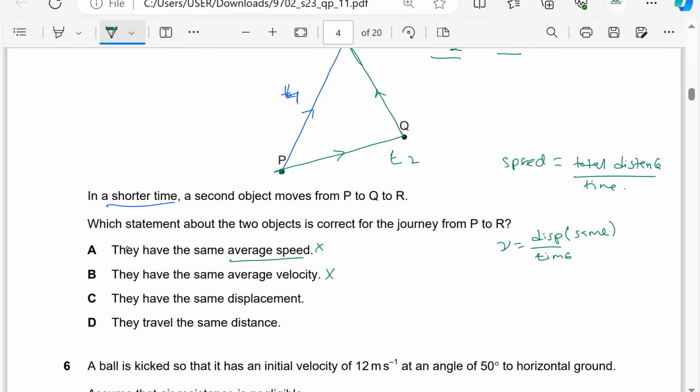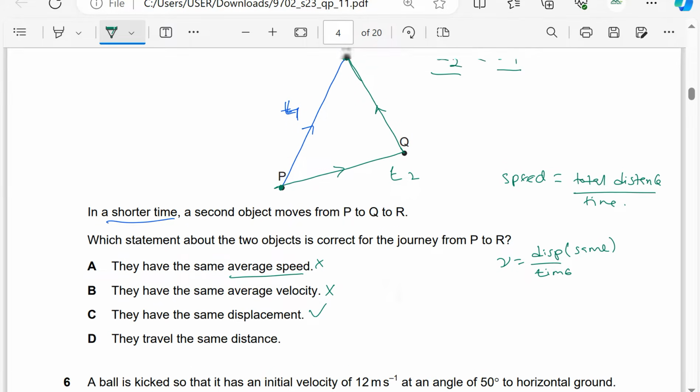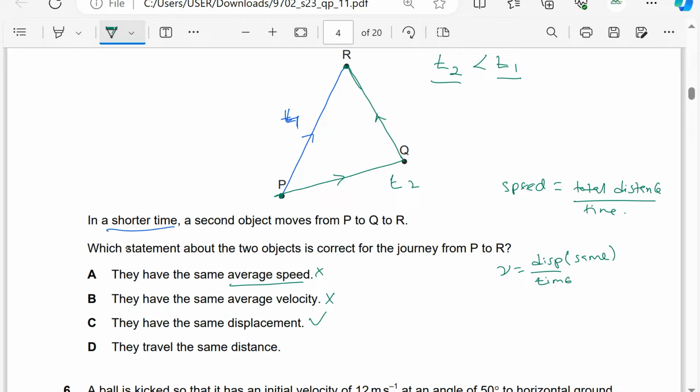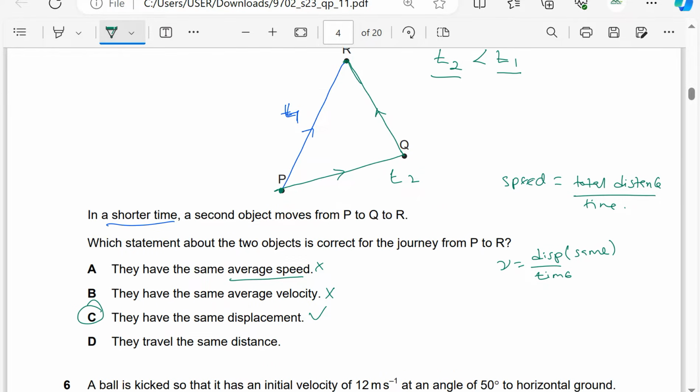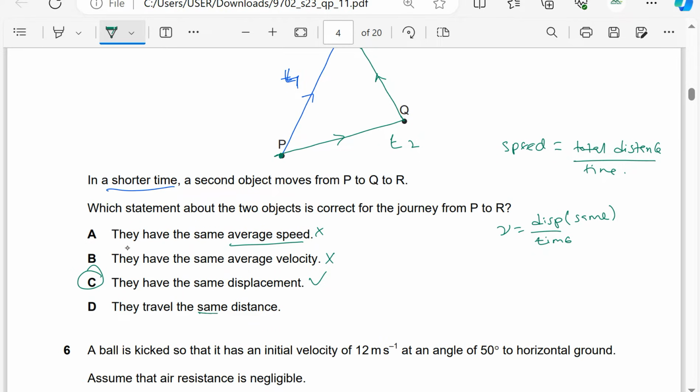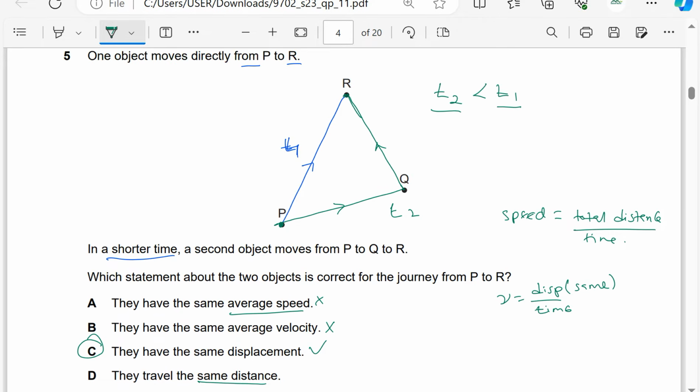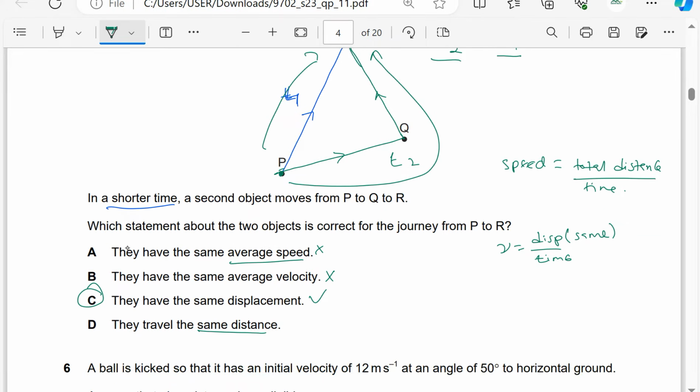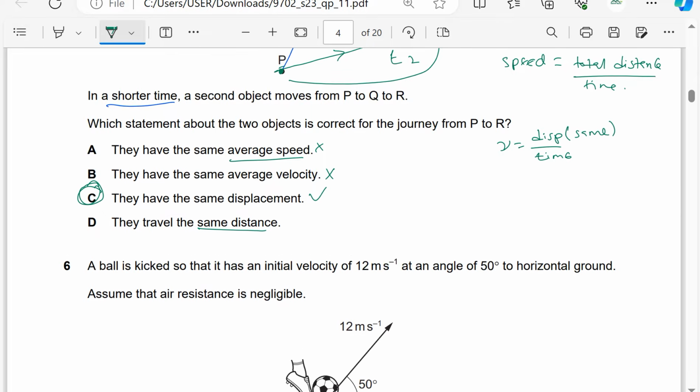They have the same displacement. Of course, they have the same displacement because displacement is the shortest distance between the first point and the final point. So the answer is going to be C. They travel the same distance? Not at all. Distance is a scalar quantity. The distance of the first one is P to R directly. The distance of the second one is P to Q, then to R. So that means this distance here is bigger than the other distance. So the distance is not the same. So the correct answer is going to be C.